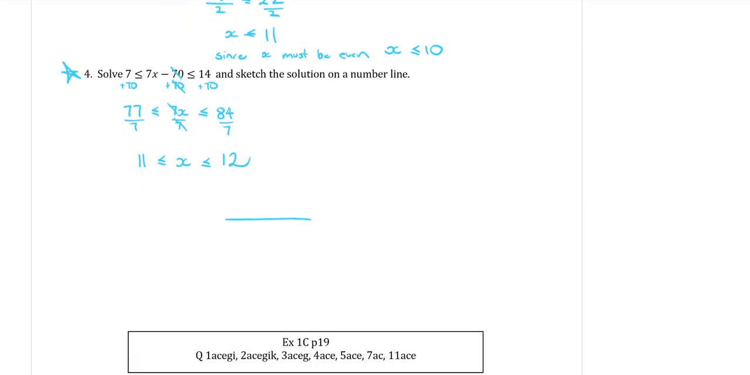And if I draw that on a number line, as I was asked to do, there's 11, there's 12. They both have equal to signs on them, so they're going to be coloured in dots, and it's going to be anything between, so it could be any decimal number in between 11 and 12.